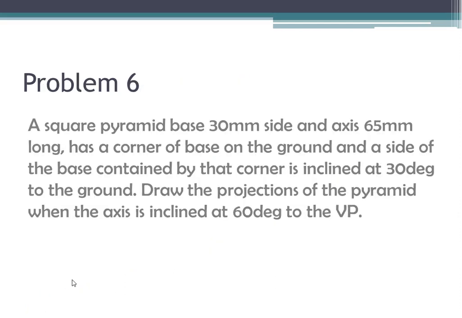Now we have come to problem number 6, which is a typical question that comes in exams. A square pyramid, base 30 mm side and axis 65 mm, has a corner of the base on the ground, and the side of the base containing that corner is inclined at 30 degrees to the ground. Draw the projections of the pyramid when the axis is inclined at 60 degrees to VP. Let's see how we solve this.